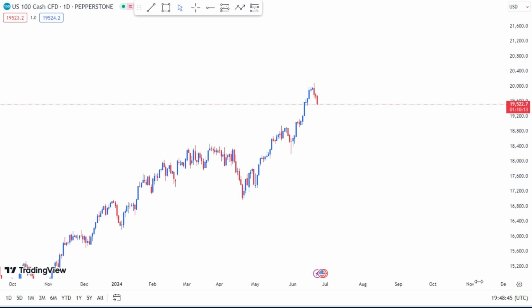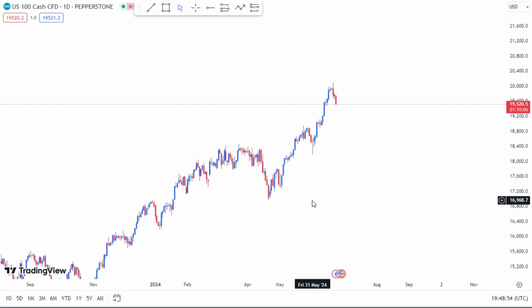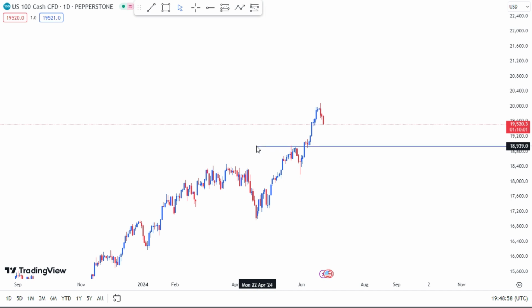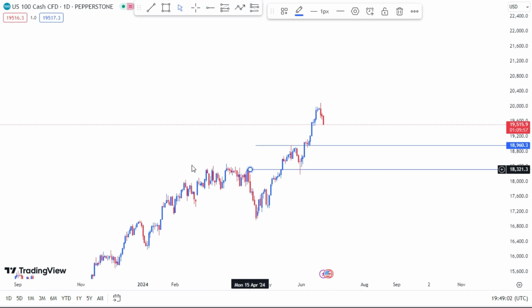Okay, so now we are on NAS100 on the daily time frame. I'm going to try to keep this as short as possible, so I'm just going to get straight into it. I'm going to start marking out the levels that I'm seeing here on the market.